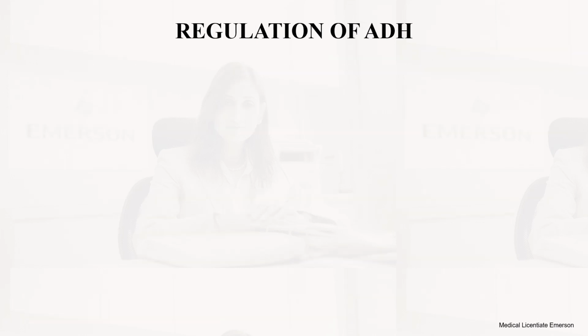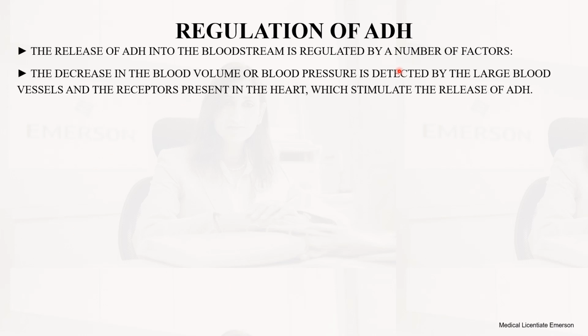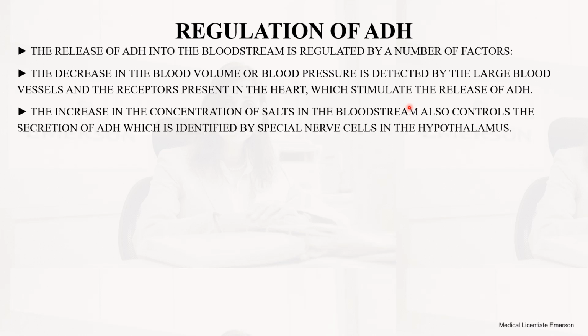So what about regulation of ADH? So how is it regulated? The release of ADH into the bloodstream is regulated by a number of factors. Then the decrease in the blood volume or blood pressure is detected by the large blood vessels and the receptors present in the heart, which stimulates the release of ADH. The increase in the concentration of salts in the bloodstream also controls the secretion of ADH, which is identified by special nerve cells in the hypothalamus.